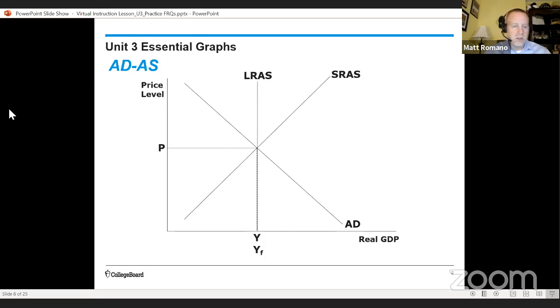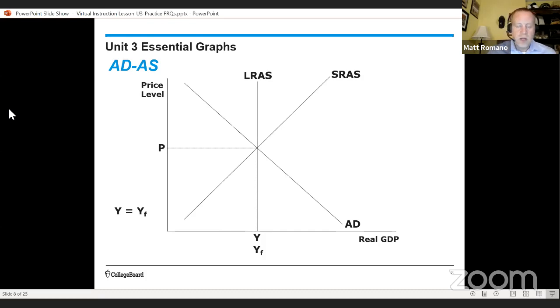Recall that we've talked a lot about using this model in the context of these types of free response questions. And the first thing you always want to do is recognize what is the starting point. How does my current output level compare to full employment output? If it's drawn like we see right here, obviously we're operating at long run equilibrium. And when we operate at long run equilibrium, all three of those curves intersect at the same output level. And that output level is our full employment output level.